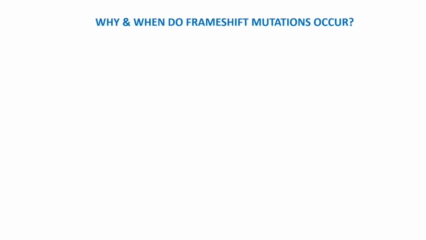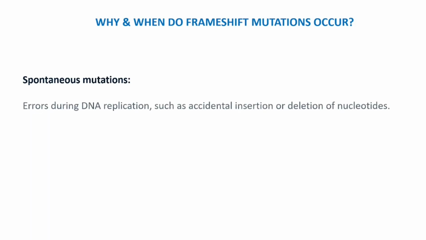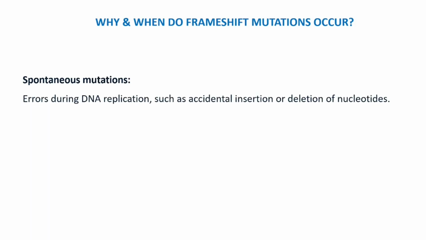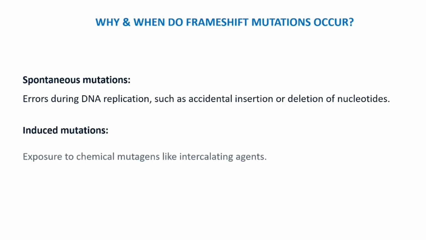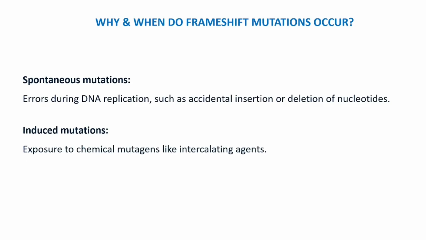The frameshift mutations can occur spontaneously, that is due to errors during DNA replication, such as accidental insertion or deletion of nucleotides caused by DNA polymerases. This is sometimes referred to as replication slippage. There can also be induced mutations caused by exposure to chemical mutagens like the intercalating agents. So let us now try to understand what these intercalating agents are.